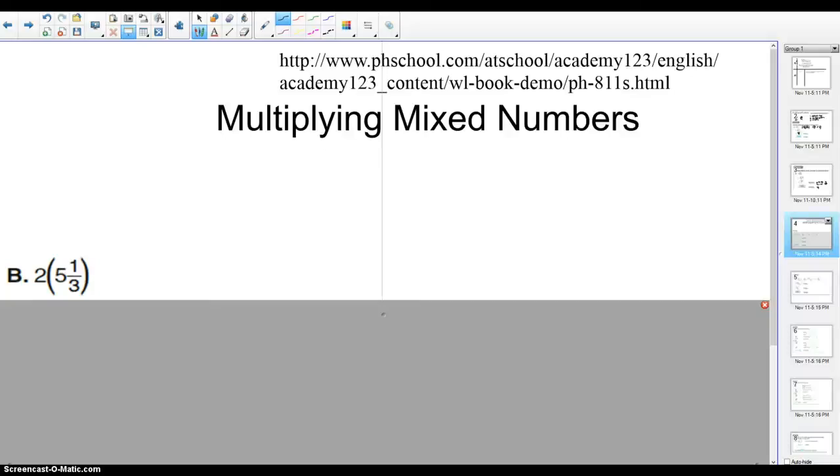Now, earlier we said there was going to be a time when we'd have to work with multiplying mixed numbers. That time is now. While that's a little bit trickier than what we were doing before, you're going to find out it is much the same. We have two different ways of handling it. One, we convert to an improper fraction, and then carry on as normal.